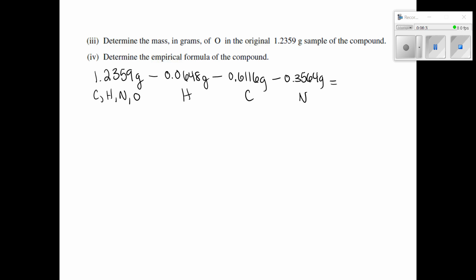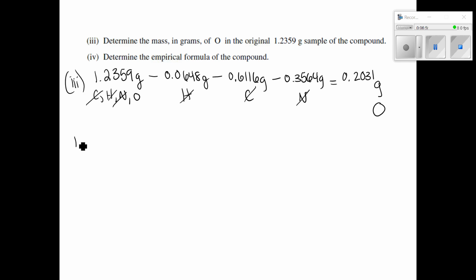So the way that we find the mass of oxygen is just by subtracting. Notice how we subtracted the hydrogen, subtracted the carbon, nitrogen. What's left is going to be grams of oxygen. And when we do that subtraction, you should get 0.2031 grams of oxygen. So that's the answer to triple I.